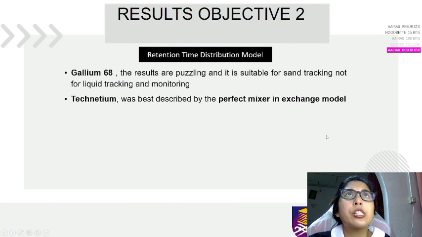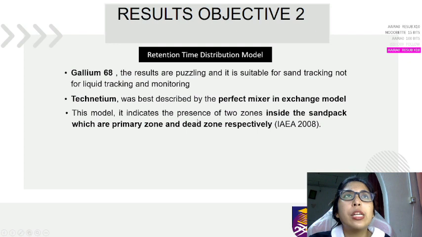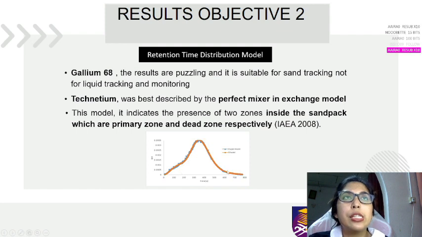For the retention time distribution, the gallium 68 result is a bit puzzling and is suitable for sand tracking, not for liquid tracking and monitoring. The technetium was best described by the perfect mixture in the ST model. The residue technetium is a liquid tracer. This model indicates the presence of two zones inside the SANDPACK, which are the primary zone and the dead zone respectively. So you can see this is the perfect RTD model.